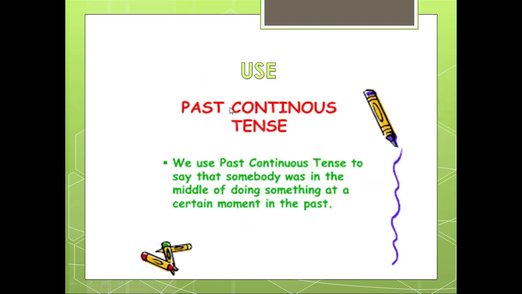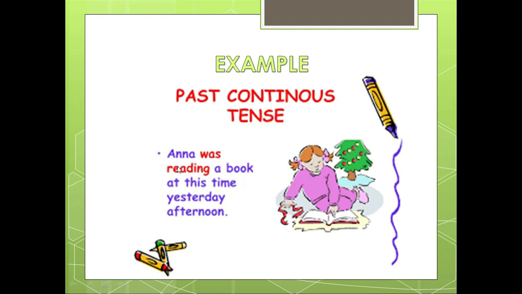Okay, see the use. We use past continuous tense to say that somebody was in the middle of doing something at a certain moment in the past. So it means that the action happened in the past and continued for some period of time in the past, and then it finished before the present. Okay, it is not continued now, it is finished. So then we use past continuous tense. There are some examples you can see.